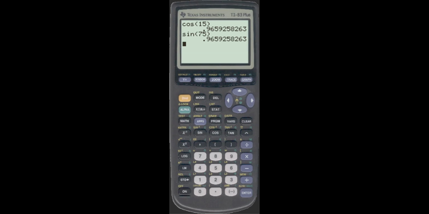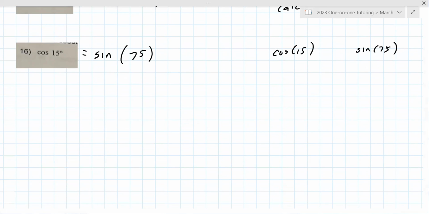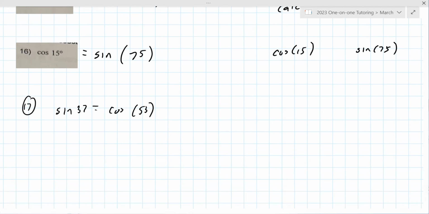Okay. All right, so that takes care of it. 17 is the last one here. Sine 37. So it'd be cosine 53. Yes. Oh, I feel like a math wizard. No, you're doing great. Really doing well.